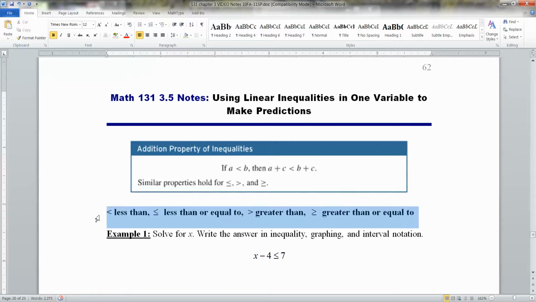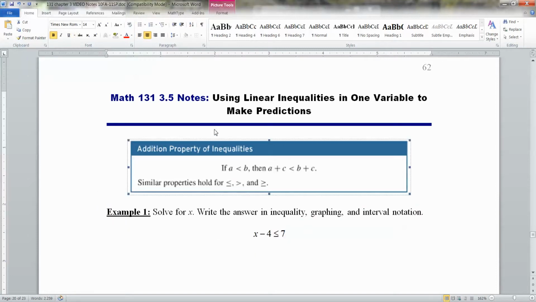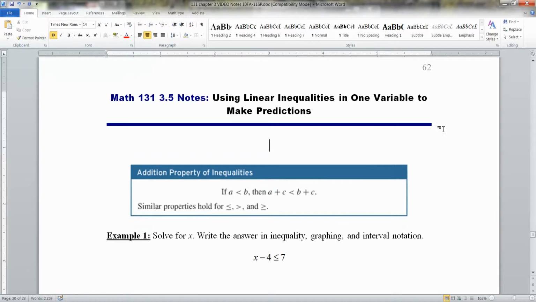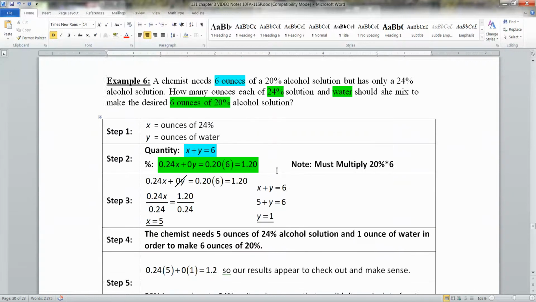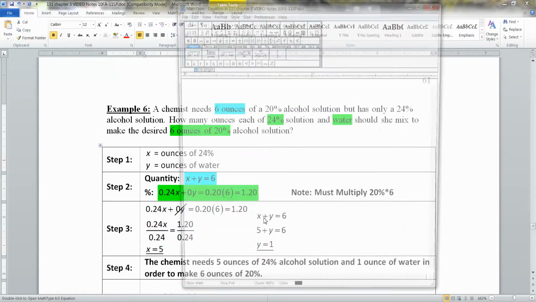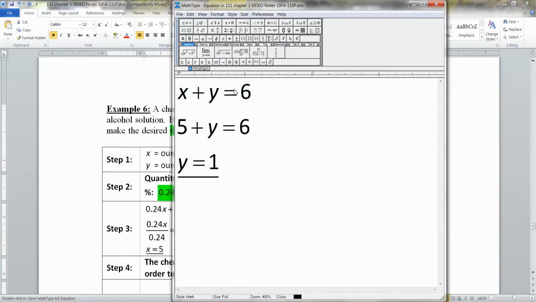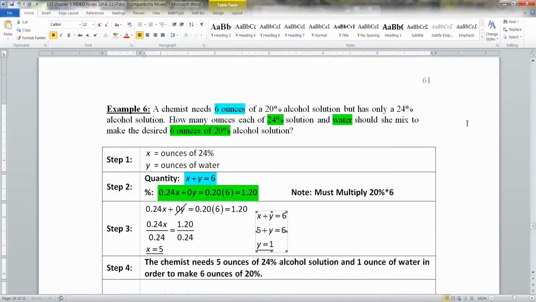So I wanted to remind you just real quick of what the inequalities are. When math teachers talk about equations, they're talking about mathematical statements that have equal signs in them, right? So let me flip back here. x + y = 6, right there. That's an equation. It has an equal sign. And by the way, it's an equation with two variables, because it's got x and y.